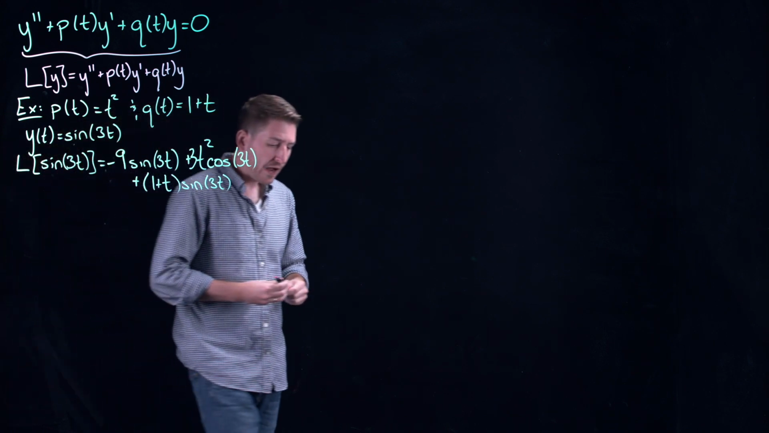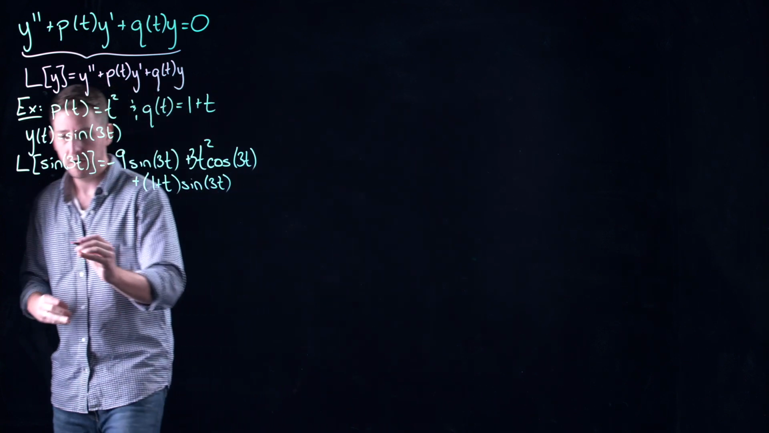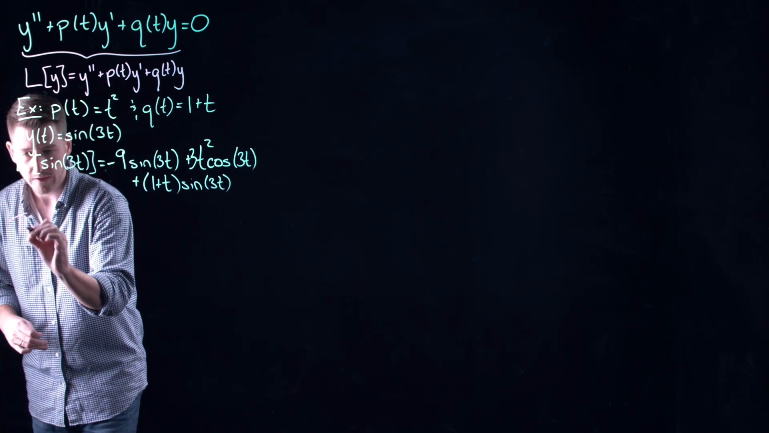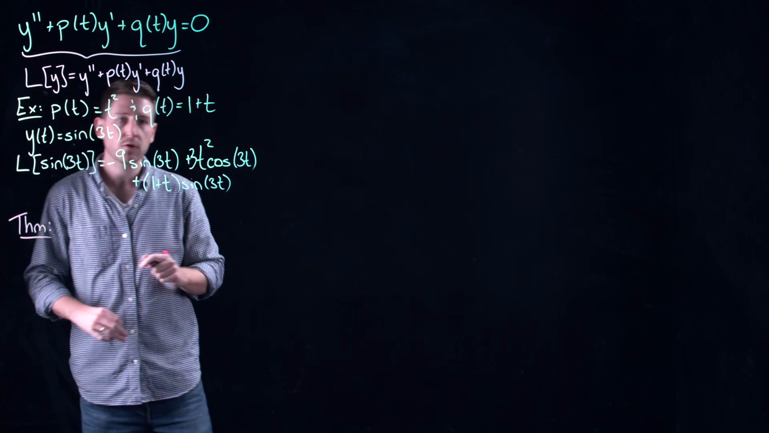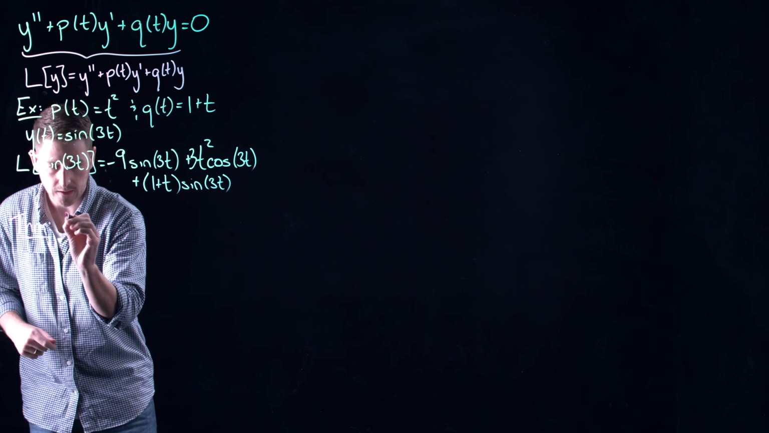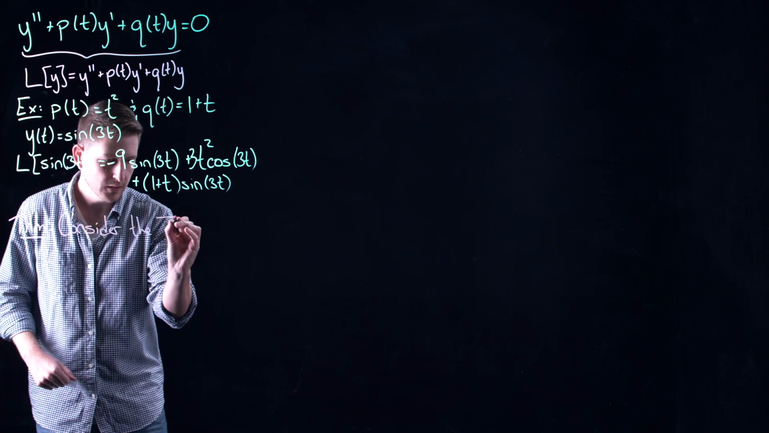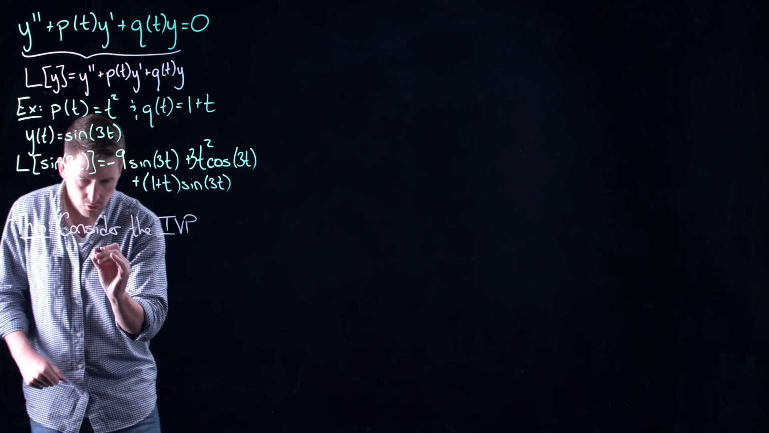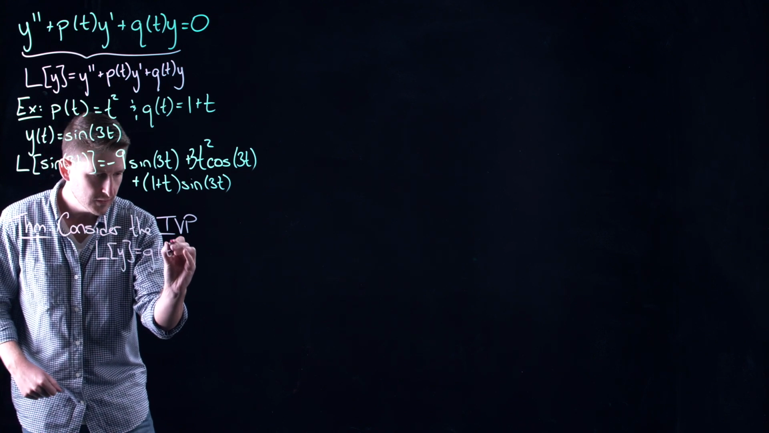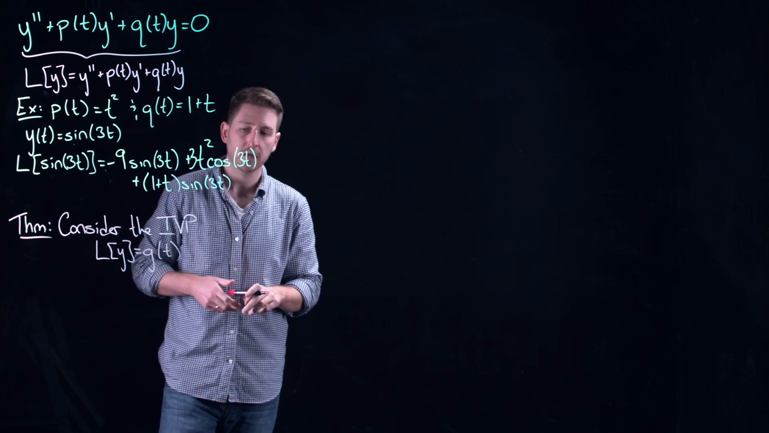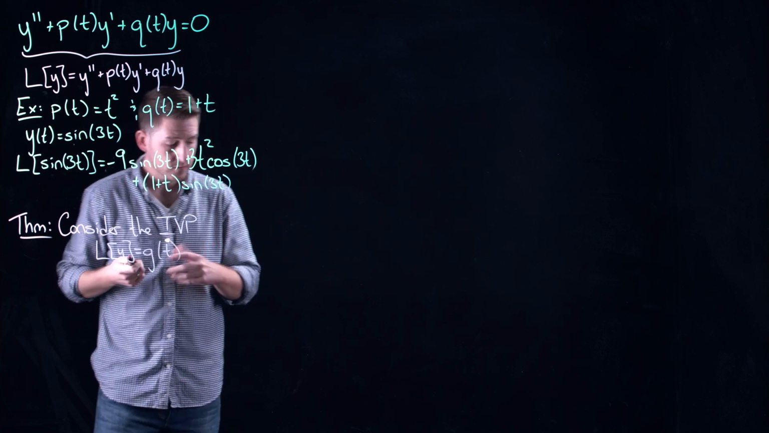Okay, so now let's start talking about some abstract theorems about existence of solutions to this differential equation. So the first theorem here, I'm going to give you an initial value problem. Consider the IVP, initial value problem. And this is going to be L y is equal to some function g of t. This can be an arbitrary function. It could be equal to 0, just like I have up here, or it could be equal to something else.